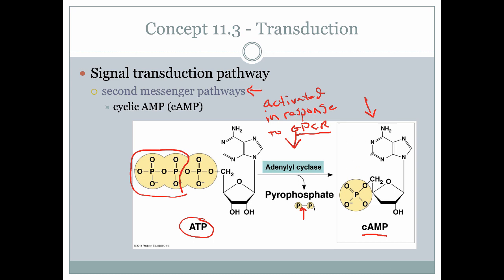This cyclic AMP is small and rapidly diffusible inside the cell, so this will go into the cell and can do a lot of different cell responses and signal to the cell to do certain things. And so this is called a second messenger because the first messenger was the original signal that activated the G protein coupled receptor. The second messenger is the cyclic AMP that was a result of the G protein activating this adenylyl cyclase enzyme. Okay, so second messengers are essentially internal signaling mechanisms from an external signal.